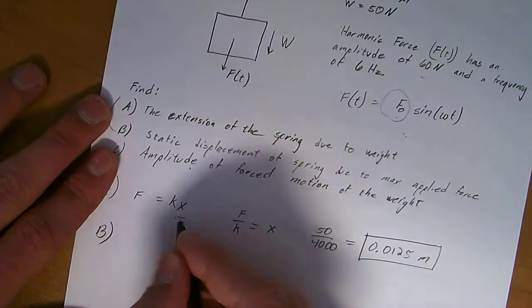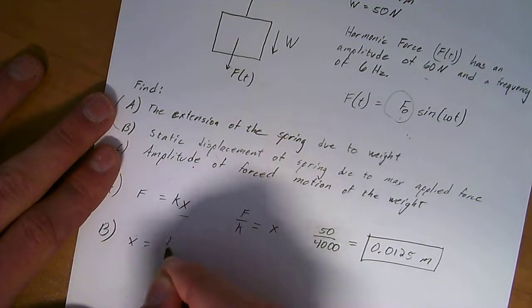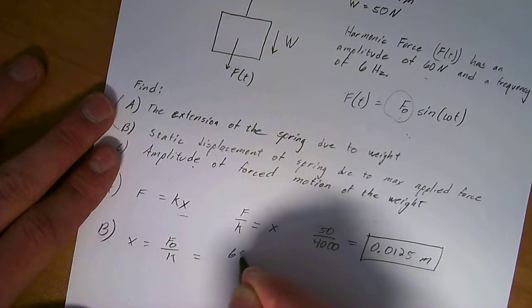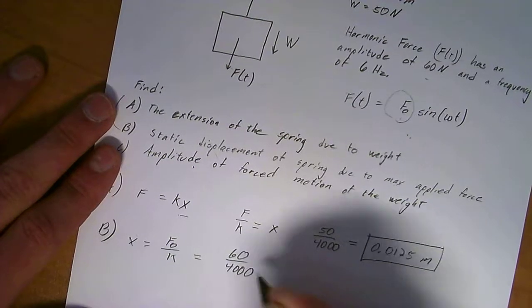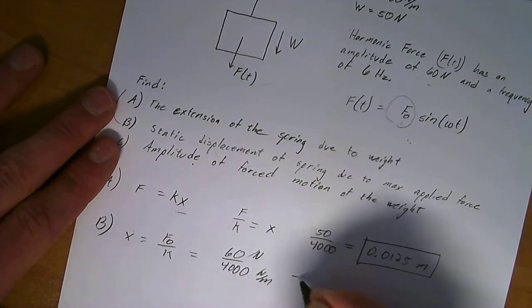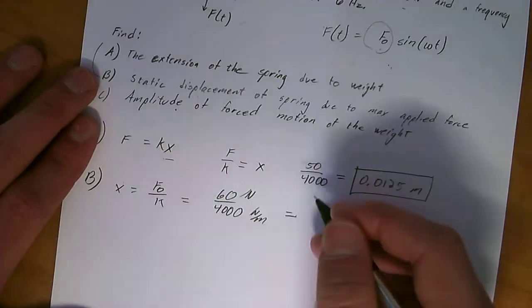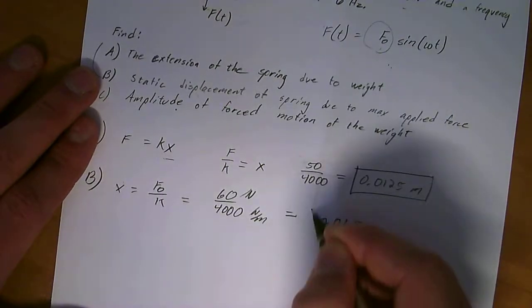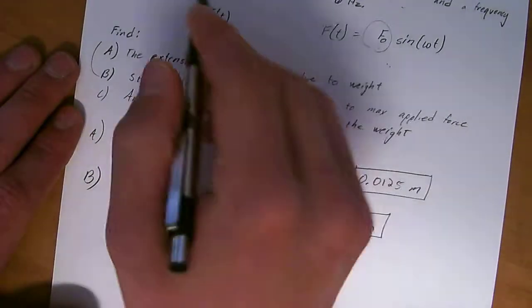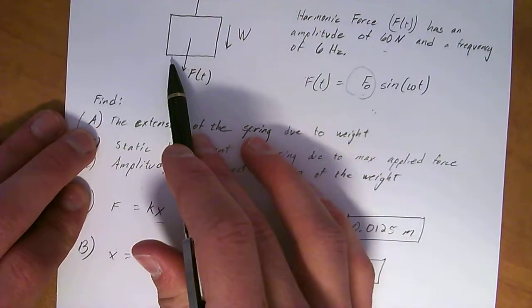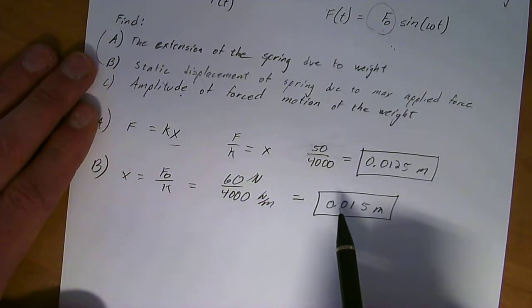Okay, so then, using the same equation up here again, you end up with x is equal to F naught over k, which is going to be equal to 60 all over 4,000. I'll put in the units here, 4,000 newtons per meter. Meter comes back up, newtons cancel. And if you do the calculation on that real quick, you'll get 0.015 meters. And this is the displacement of the spring based on the maximum force applied by the harmonic forcing function.